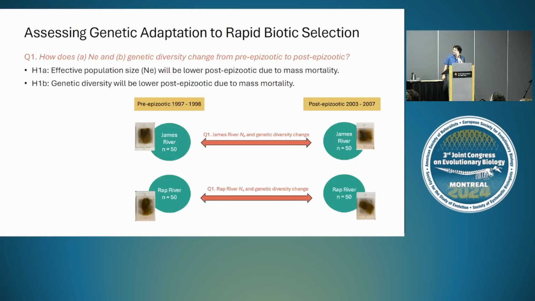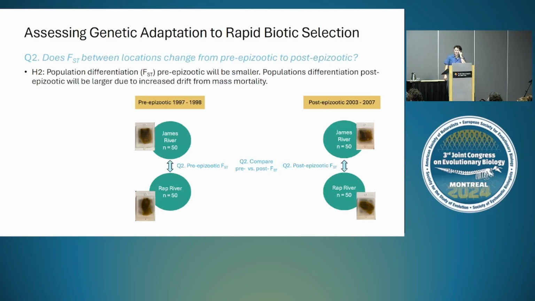And so once we have those sequences back, we're going to do a variety of analyses. The first will be to examine the effective population size and genetic diversity from pre to post epizootic. This is going to be a within river comparison. So we're going to compare the James to itself pre and post, and the Rappahannock River pre and post epizootic. We're anticipating declines in both the effective population size and the genetic diversity post epizootic. This is going to mirror what we may have just seen in the Apalachicola Bay oysters.